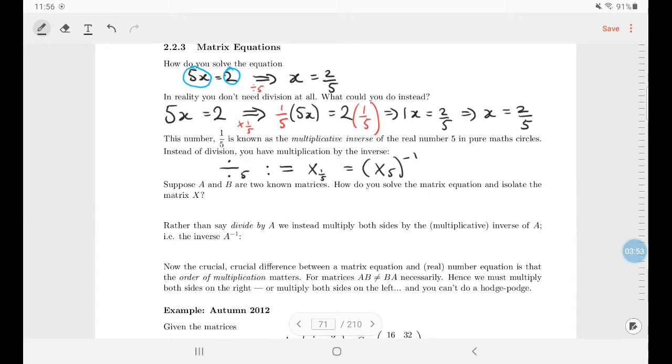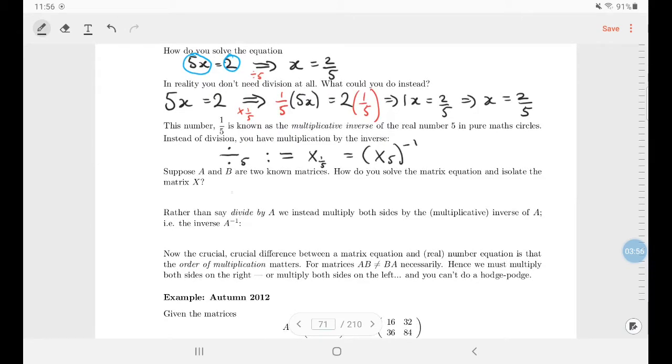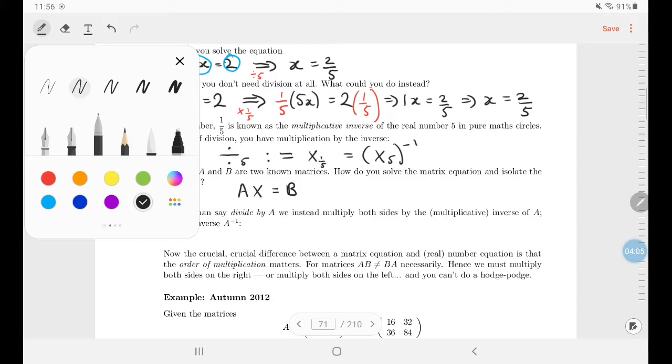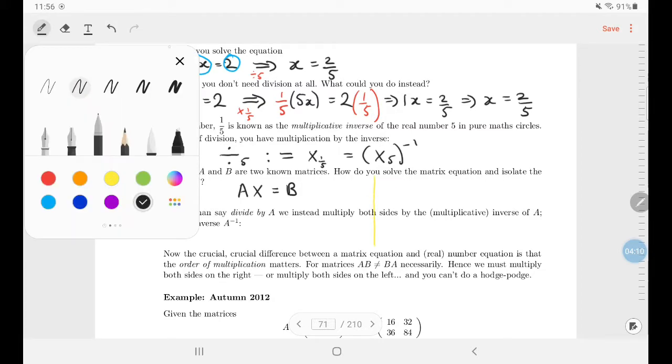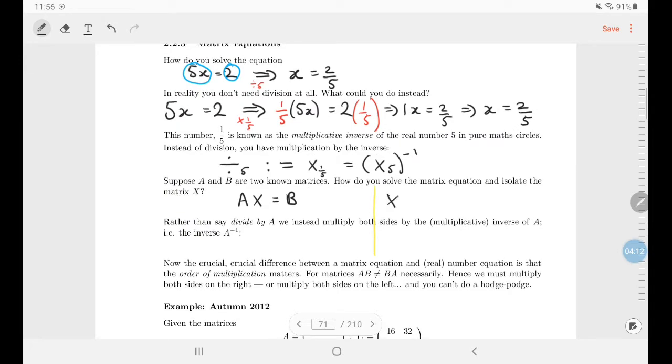So suppose that you have A and B, two known matrices. Now we need to look at two possibilities here: AX is equal to B, and XA is equal to B. And these are going to be different things. So looking at AX equal to B, there are two ways we can do it.